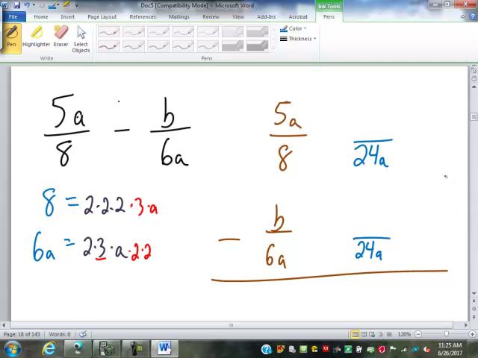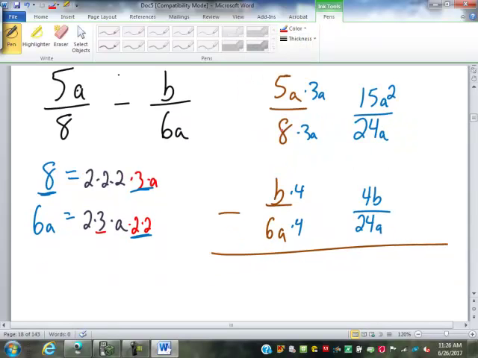Now, actually, if I look at this, it gives me a little bit of a recipe even as to what to do. 8 had to be multiplied by 3a to make 24a, right? So 5a times 3a is 5 times 3 is 15a squared. There we go. Perfect. 6a had to be multiplied by, well, 2 times 2 is 4. So 6a has to be multiplied by 4 to make 24a. b times 4 is 4b.